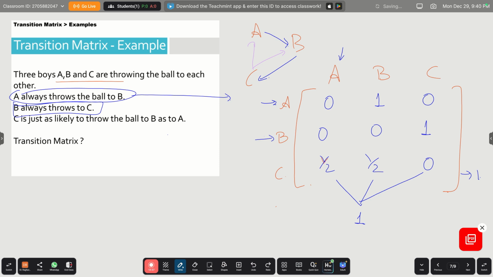In the next class we will understand the use of this in calculation of higher transition probabilities. That means suppose you know this transition matrix, what's going to happen after 10 steps. Suppose I want to find the probability that C will have the ball after 15 steps. What is the probability that B will have the ball after 8 steps? After 8 throws, what is the probability that B will have the ball with him? These are called higher transition probabilities, which I'll explain in the next class.